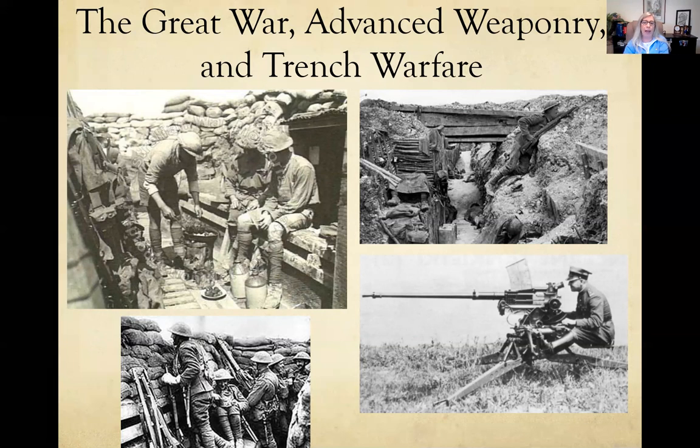And they get more and more elaborate, right? You've got these bunkers inside, you've got this wood flooring so that when it rains, the water drains through. And I want you to notice the soldiers in their uniforms.